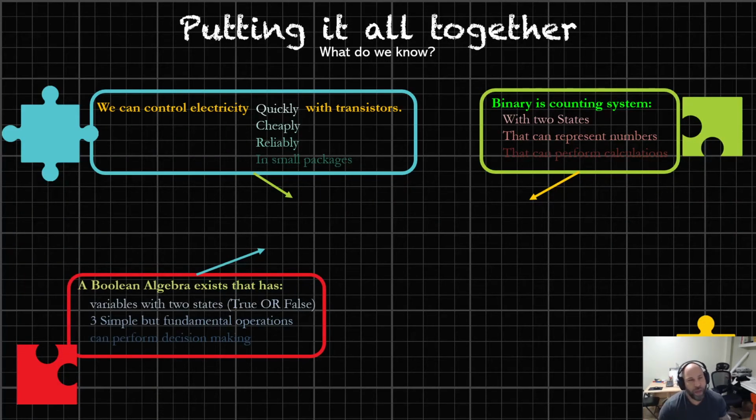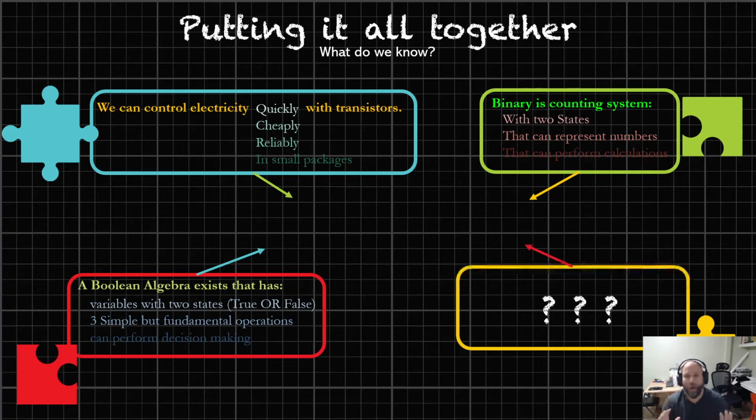Now we have a logical language in which to do comparisons, to do evaluations. This is key, right? So we have got the means to do it, we've got the language to do it, and we've got a way to compare scenarios. And this Boolean algebra, this Boolean language just happens to work with two states, right? True or false. It's got three simple fundamental operations. There's some more that we could talk about, but the fundamentals are AND, NOT, and OR. And we can perform decision making with these.